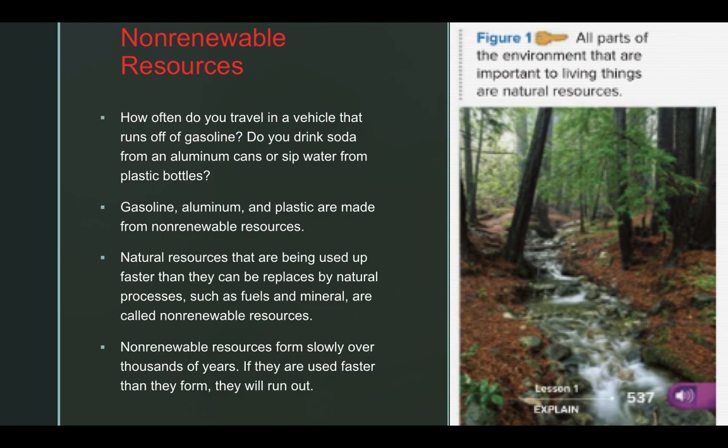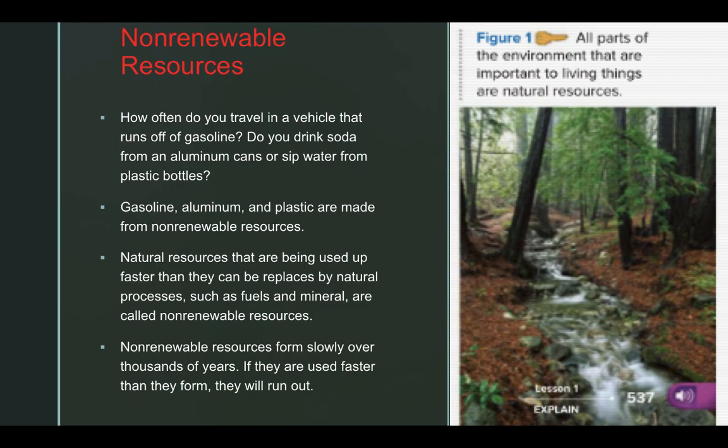Non-renewable resources. So we're now on page 538, if you'll look with me here. How often do you travel in a vehicle that runs off gasoline? Well, that's the only kind of vehicle I have. Some of your parents may have a battery-powered vehicle, but for the most part, everyone right now still drives a gasoline-powered vehicle. It says, do you drink soda from an aluminum can or sip water from plastic bottles?